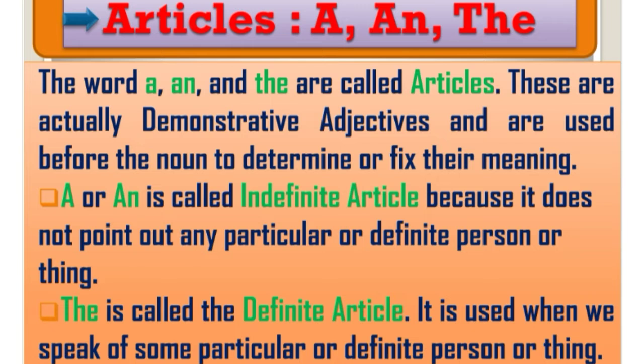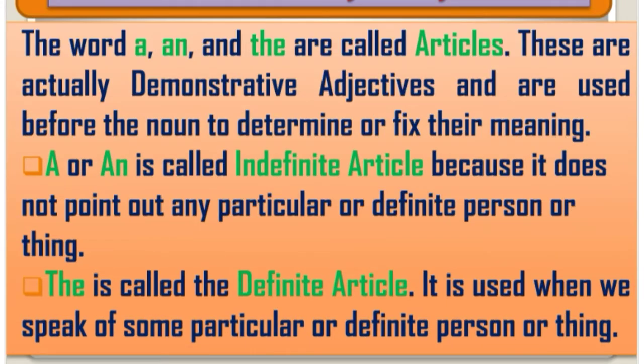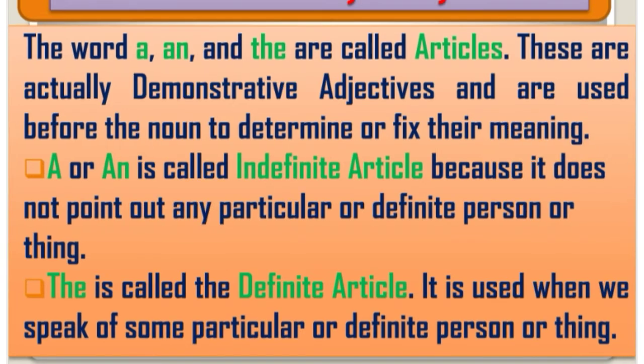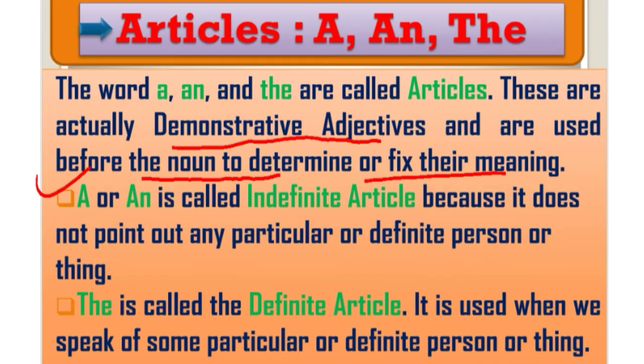So look here, articles: a and the. What is an article? First of all, this question should be arising in our mind. The words a and the are called articles. These are actually demonstrative adjectives, and are used before nouns to determine or fix their meanings. That's it. And after that, a or an is called an indefinite article.